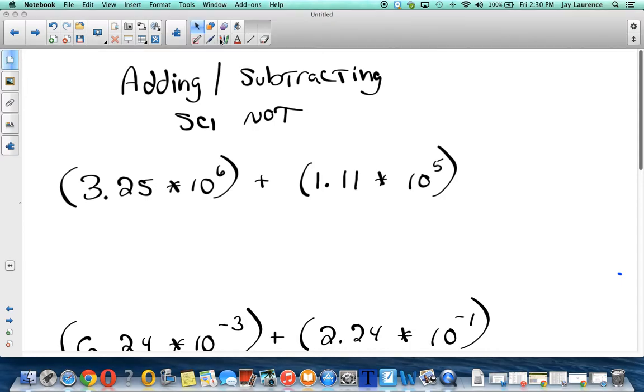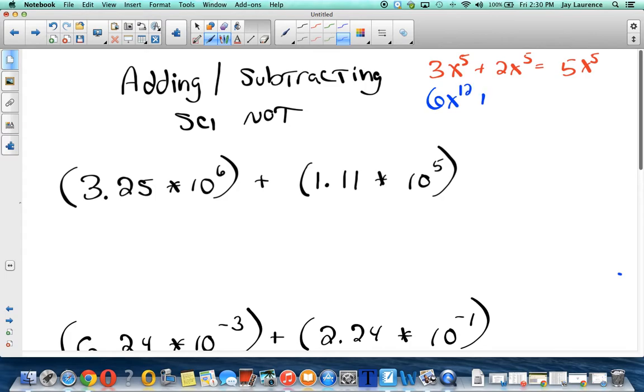But before we do that, remember I've been comparing this to the stuff we've already done. Hey, can you add 3x to the fifth plus 2x to the fifth? You sure can. It would be 5x to the fifth, right? But can you add 6x to the 12th plus 2x to the 10th? Can't do it. They're not like terms, right? The variables and exponents have to match. Same thing for scientific notation.